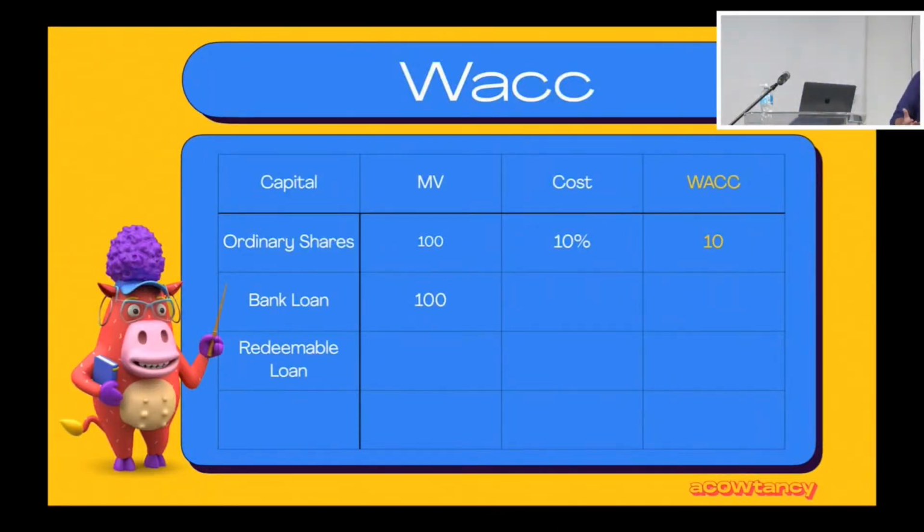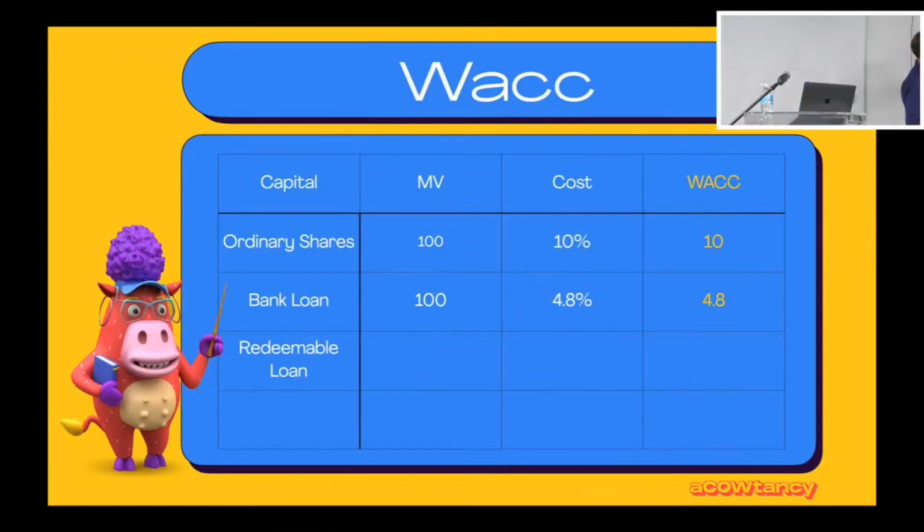Ordinary shareholders, there's 100 of them, they want a 10% return, I've got to give them at least 10. I want to give them more, but bank loan, 100, the interest rate's 4.8%, ignoring tax here. How much do I have to give the bank? Not a trick question. 4.8, yeah, just multiplying them through. So that's all kind of easy and straightforward.